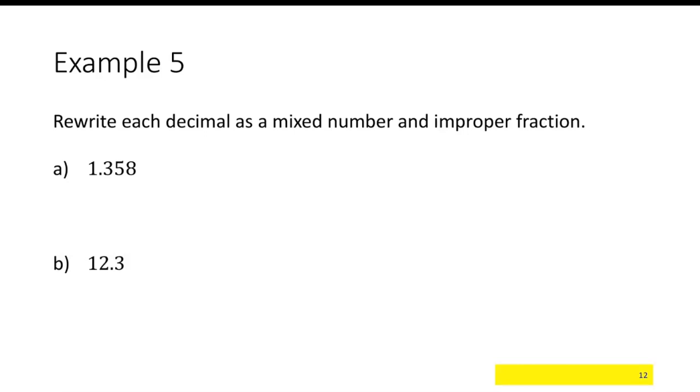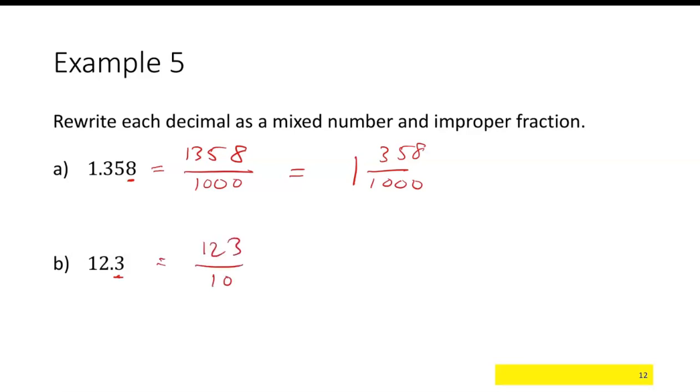And if I want to rewrite each of these as a mixed number or a proper fraction, again, look at the place value. The final digit is in the thousandths place, so I can put this over 1,000. 1,358 over 1,000, or I can write this as 1 and 358 over 1,000. You can simplify from there. Here, the last digit's in the tenths place, so my denominator is going to be 10. I can write this as 123 tenths, or I can write this as 12 3/10.